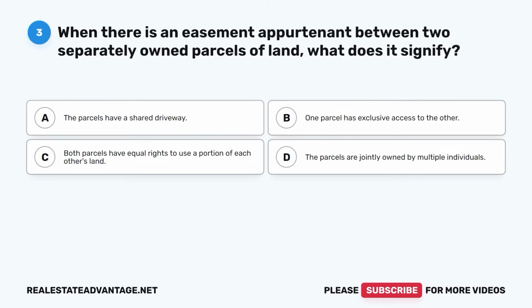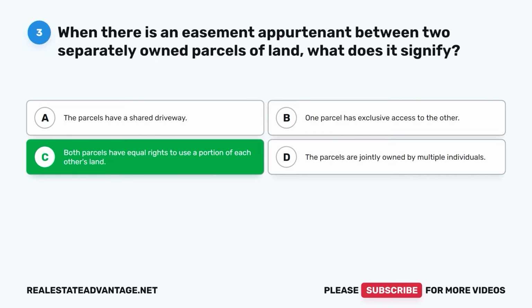Question 3. When there is an easement appurtenant between two separately owned parcels of land, what does it signify? A. The parcels have a shared driveway. B. One parcel has exclusive access to the other. C. Both parcels have equal rights to use a portion of each other's land. D. The parcels are jointly owned by multiple individuals.